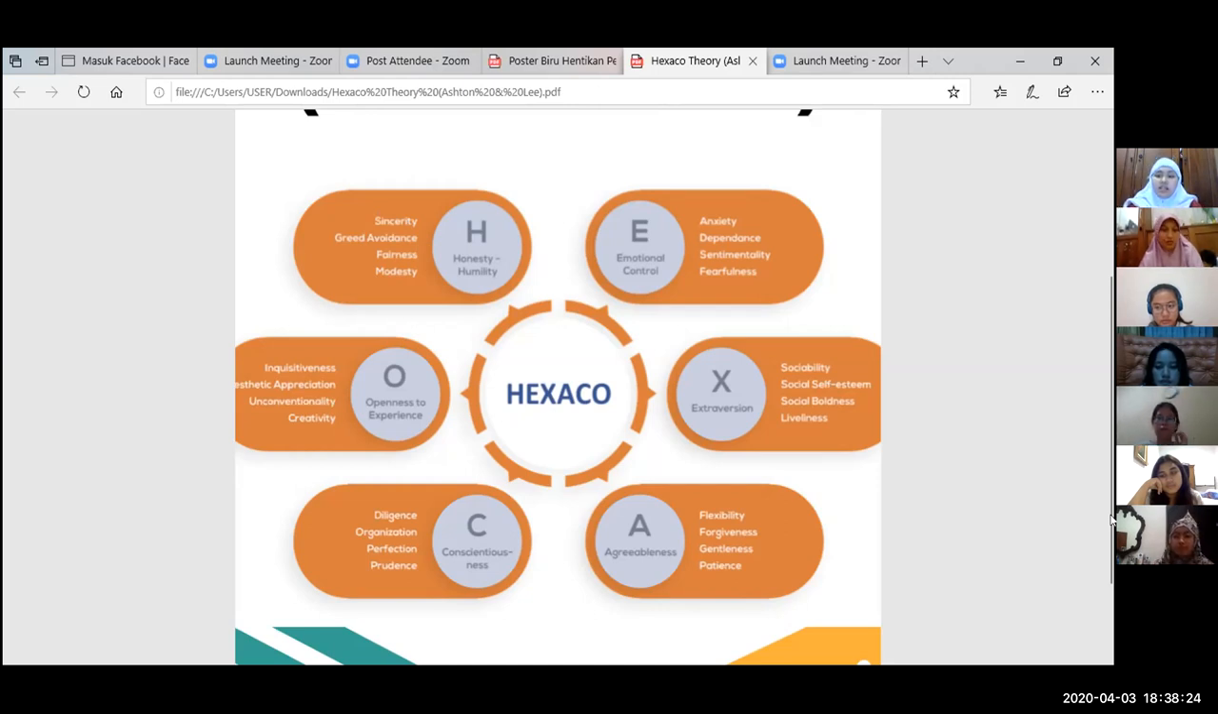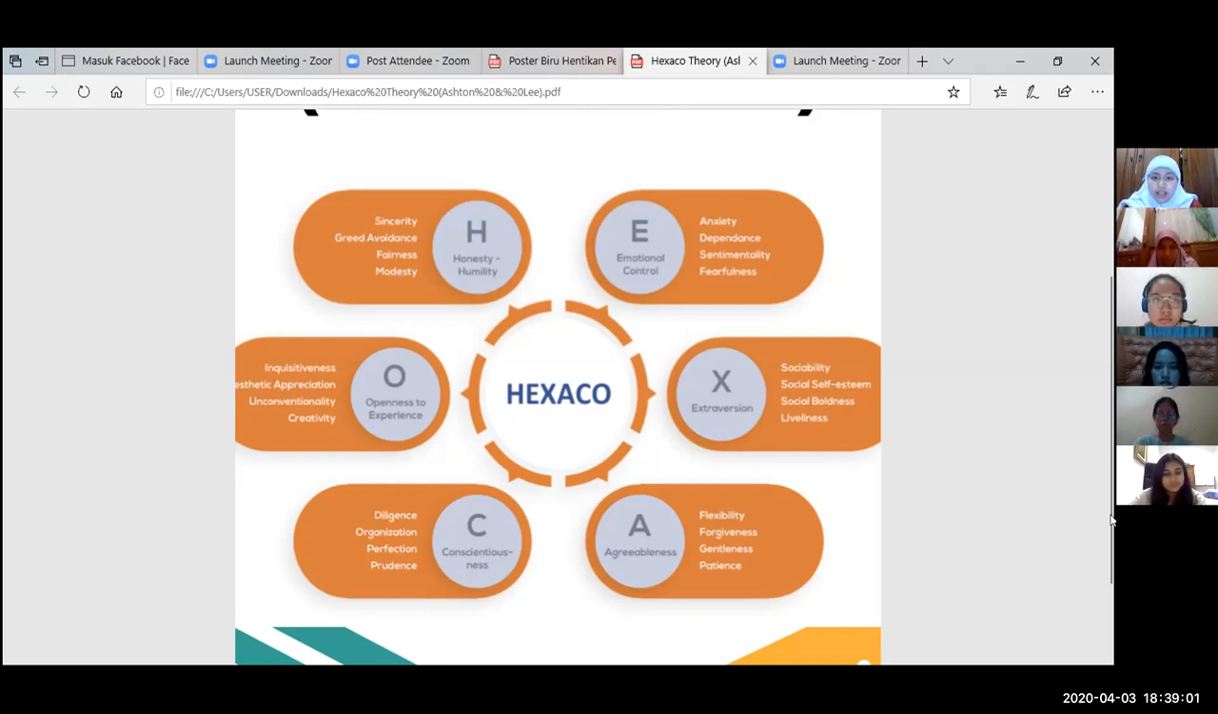And then the second is E for emotionality. Emotionality is about the tendency of people to associate with empathy or emotional attachment with other people.